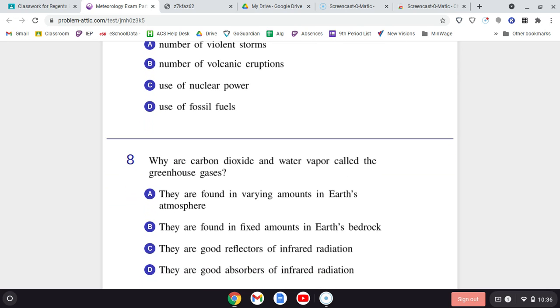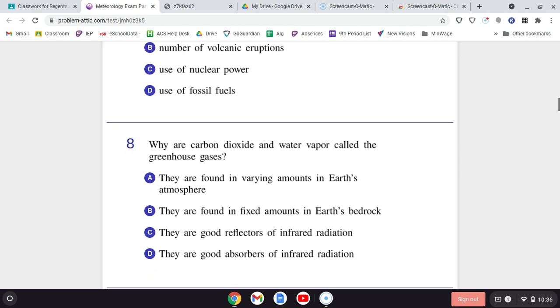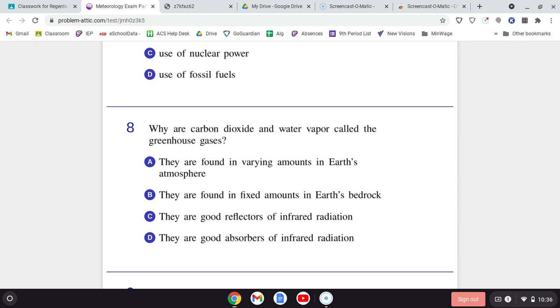Number 8. Why are carbon dioxide and water vapor called the greenhouse gases? They are found in varying amounts in Earth's atmosphere. They are found in fixed amounts in Earth's bedrock. They are good reflectors of infrared radiation, or they are good absorbers of infrared radiation.